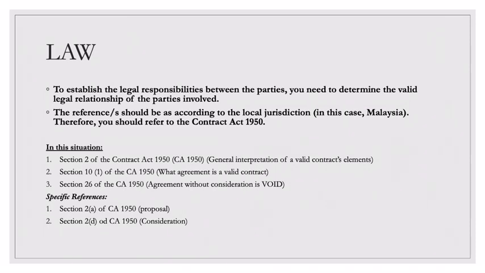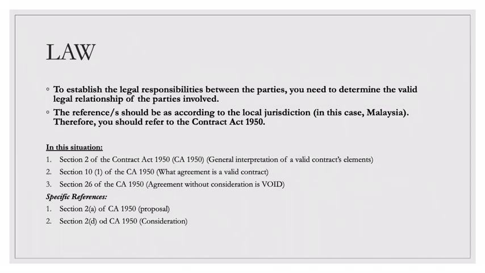So what I have picked out from this issue and this question. In this situation, I would recommend you to answer by looking at section 2, the general interpretation of valid contract elements. We have 6 of them. And then number 2, section 10 subsection 1 of the Contract Act 1950, because we need to define what agreement can be considered as a valid contract. And then section 26 of the Contract Act 1950, whereby we want to see what the agreement is and what happens if the agreement is done without consideration. Under section 26, we know that an agreement without consideration is void, except there is an exception under section 26. You can check your Contract Act 1950.